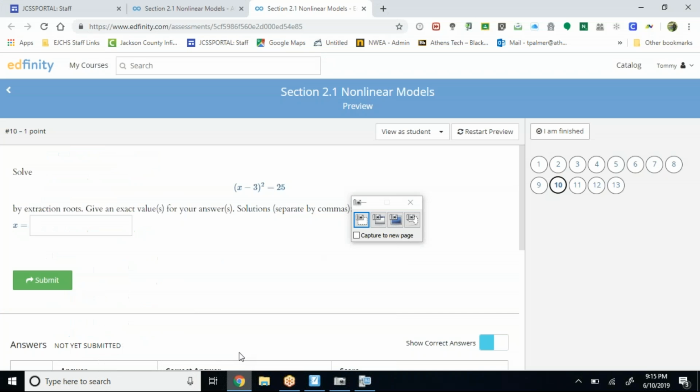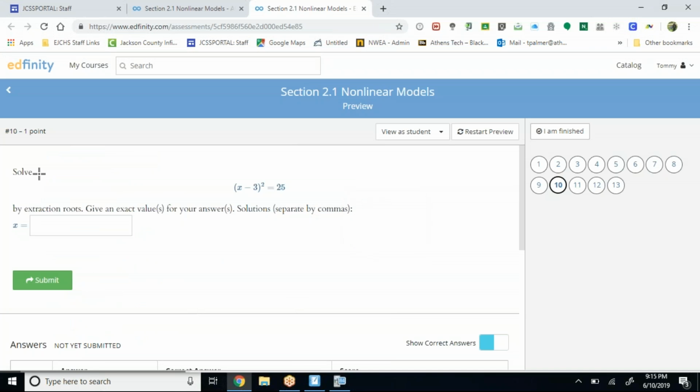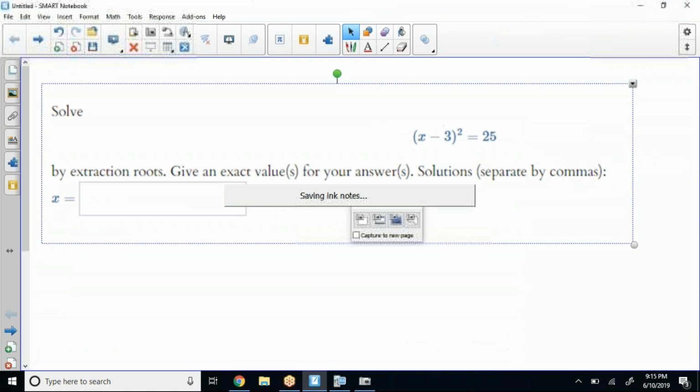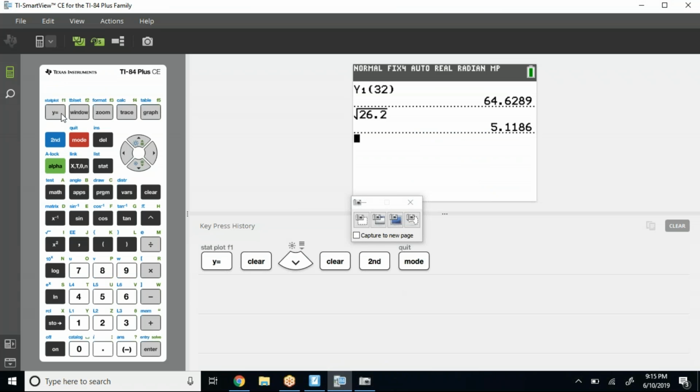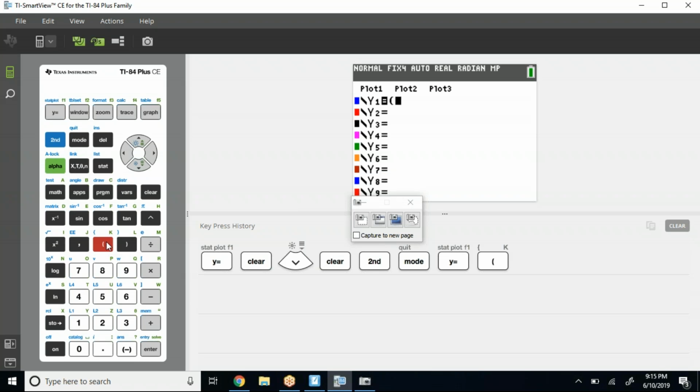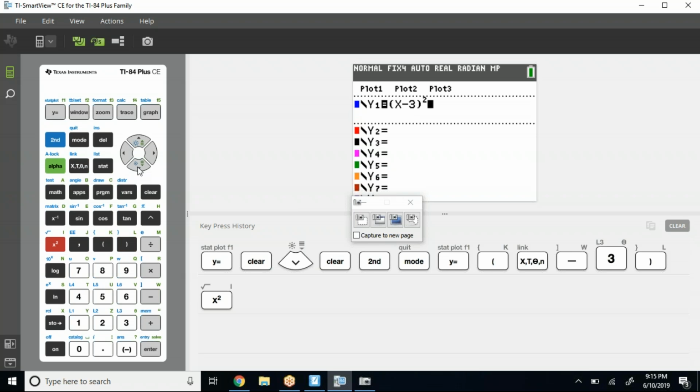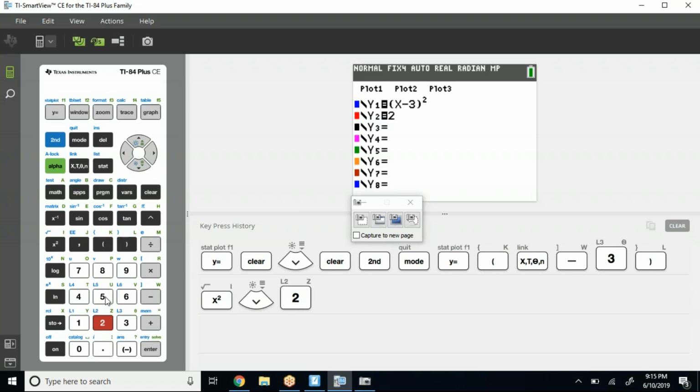Let's go back. So we want to look at this one. When it says solve and you're solving an equation, it's best just to put them, left side in y1, right side in y2. Okay. So what we're going to do is we'll do y equals parentheses x minus 3 close parentheses squared, and then 25 on the other side. Right? I think so. Yep. Yes, sir. All right. So I can hit graph.